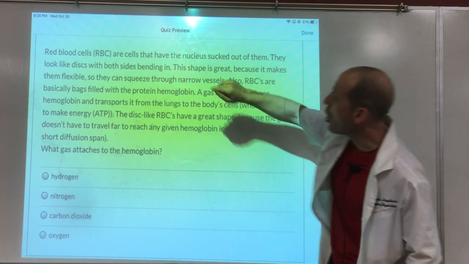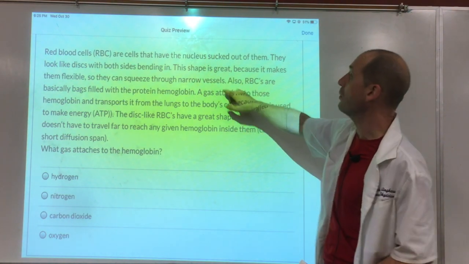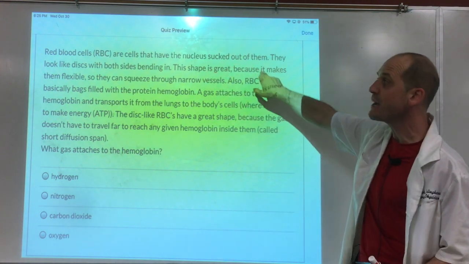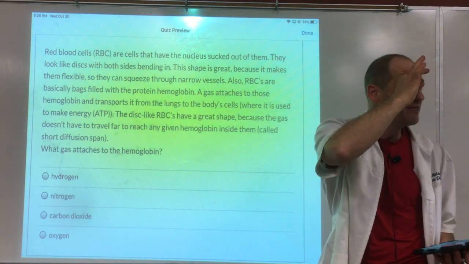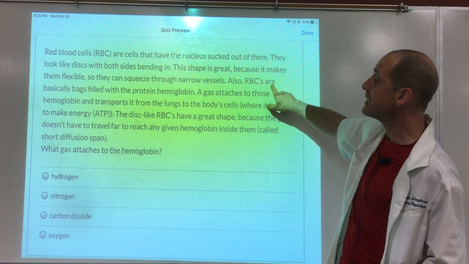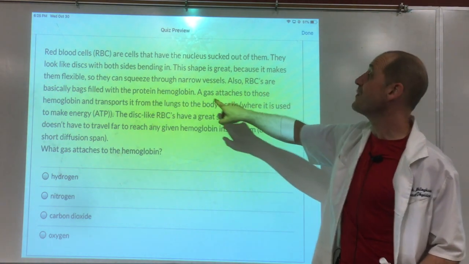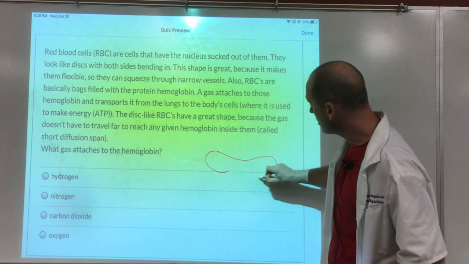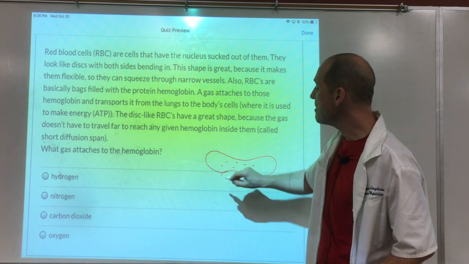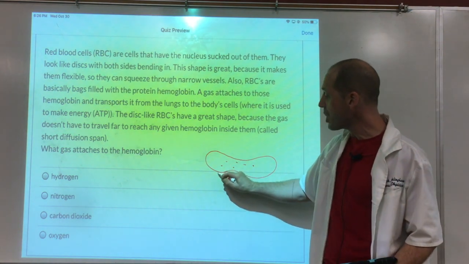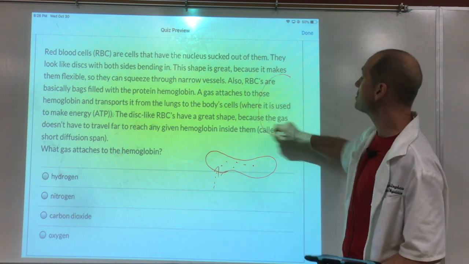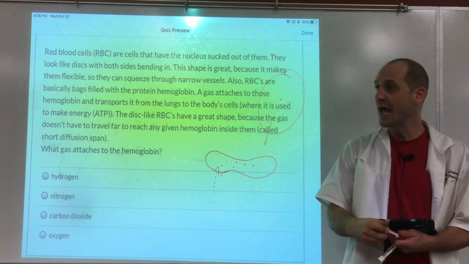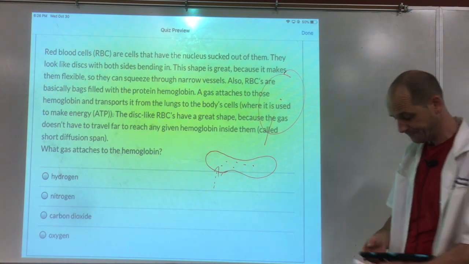RBCs are cells that don't have a nucleus. So they're bags of hemoglobin, basically. They look like discs with both sides bending in. You saw that the shape is great because it makes them flexible so they can squeeze through tiny, tiny vessels. Also, since the bag is filled with hemoglobin, the oxygen attaches to the hemoglobin. With this shape, all the hemoglobins are a fairly decent distance from the surface where the oxygen has to come in. It's not like a round cell where you have to travel all the way to the center. That'd be too far. So it's nice how the shape dictates what it can do. Structure dictates the function. So I like that.